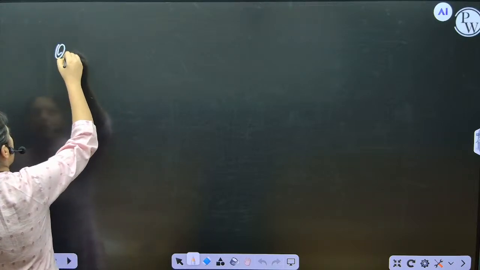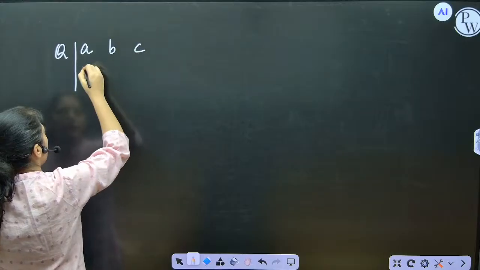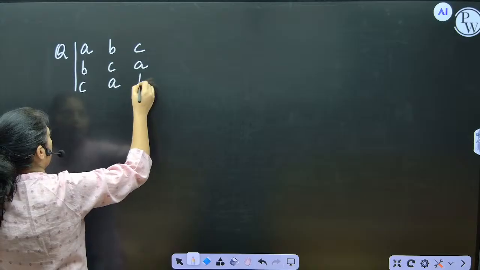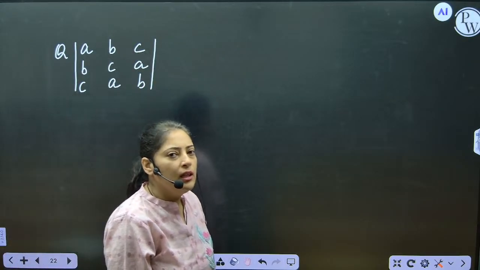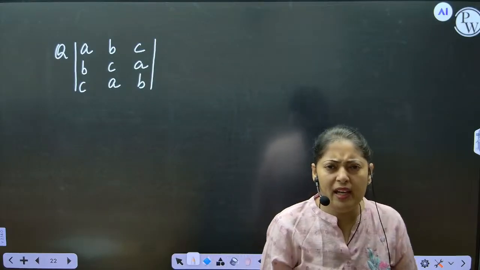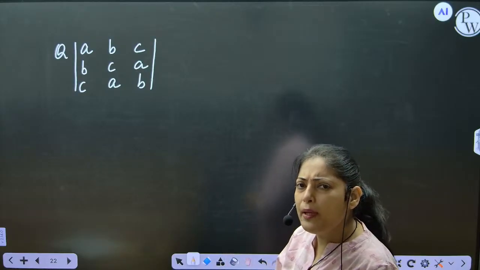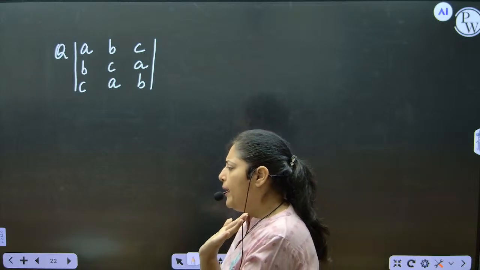Next, one question I'm taking. The question is the determinant with rows A, B, C; B, C, A; C, A, B. This is the question, and we have to find the value of the determinant. We can expand also. Why do we use these properties? Just to make it simple. That's it. Don't make it complicated.